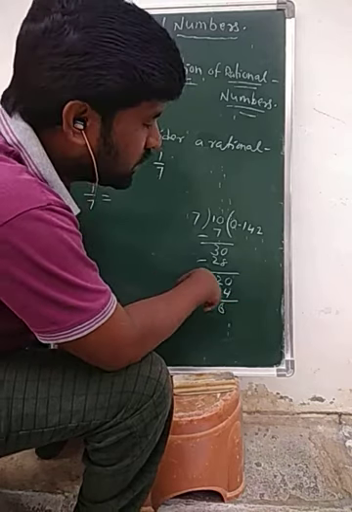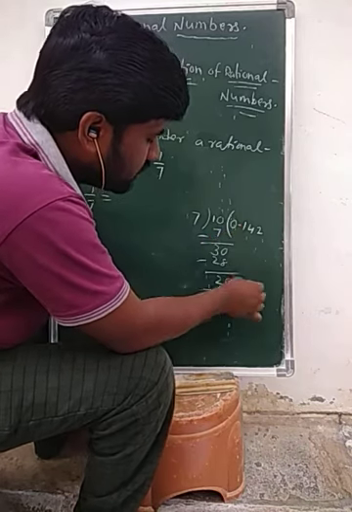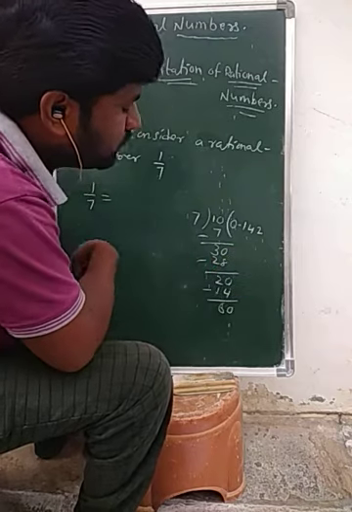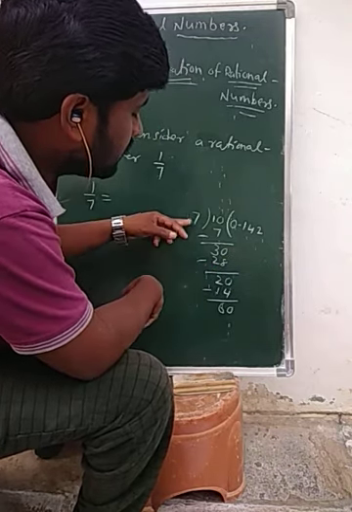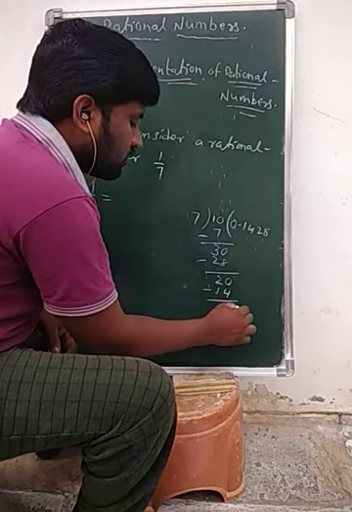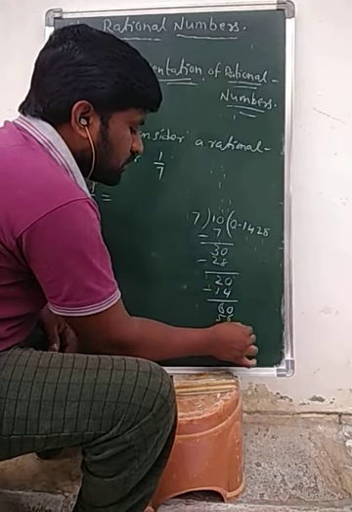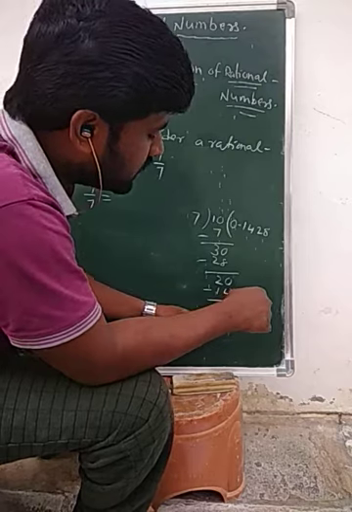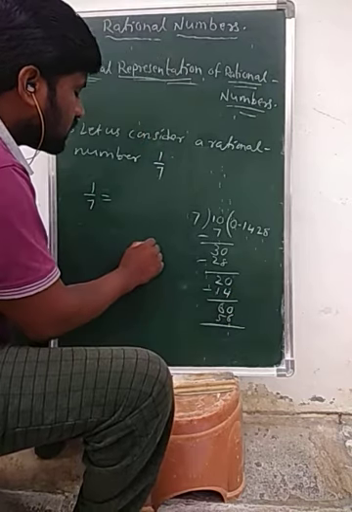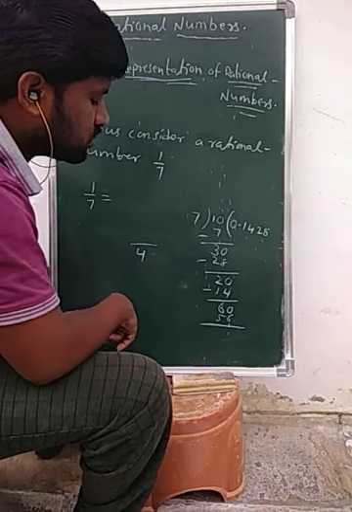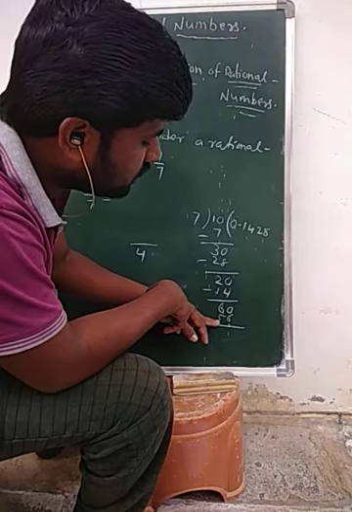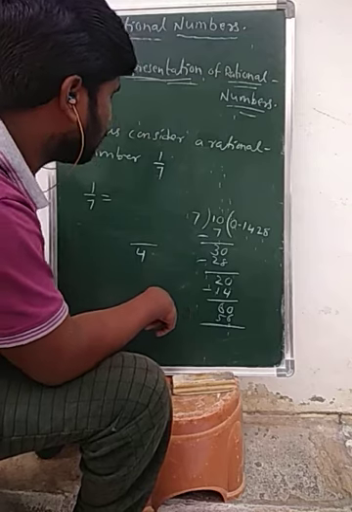6. Again here point is there. Point is there means we can write many zeros. We get 60 by keeping 0. 7 eights are 56. Okay. Now 60 minus 56 means we get what? We get 4. 60 minus 56 means we get 4.